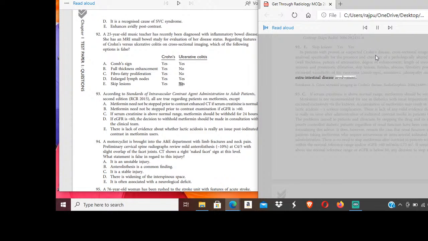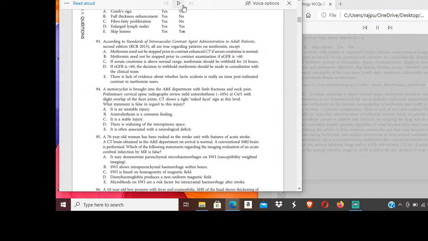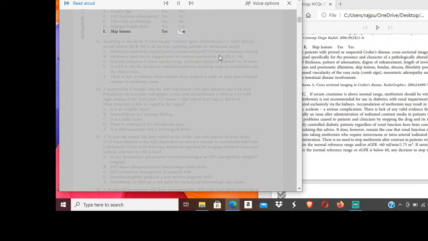intestinal disease involvement. Furukawa A. Cross-sectional imaging in Crohn's disease. Radiographics. 2004, 24:689-702.